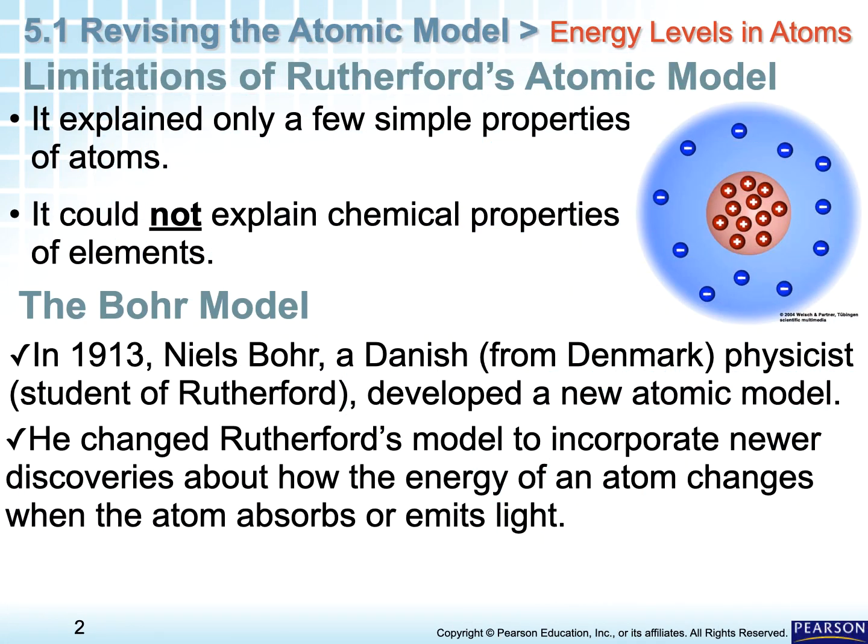Now, Rutherford's model was the first that had the nucleus in it, but it only explained a few simple properties of the atoms. It could not explain chemical properties of the elements. So one of his students, Niels Bohr, in 1913, started to try to incorporate newer discoveries about how the energy of the atom changes as it absorbs or emits light.